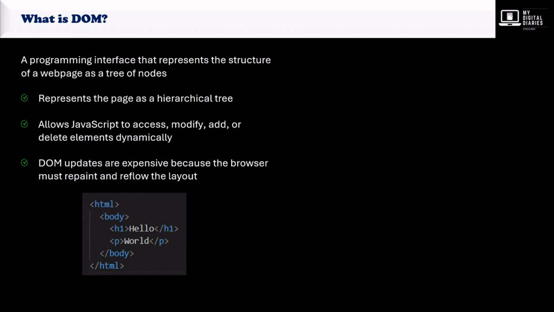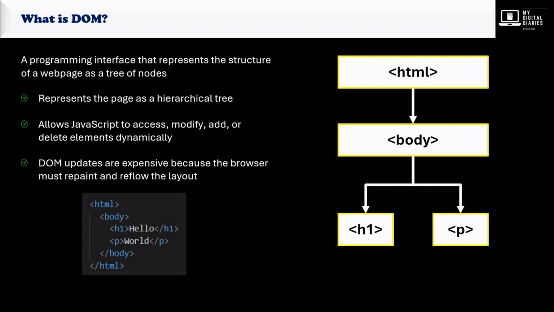Now let's understand the code example. When this HTML loads in the browser, the DOM structure becomes exactly what you see in the diagram on the right. At the top we have HTML, then below it we have body, and inside the body we have an H1 and a P tag. This is the DOM tree representation. Every tag becomes a node. Every text inside a tag also becomes a node. So the browser literally sees your page like a tree of connected objects.